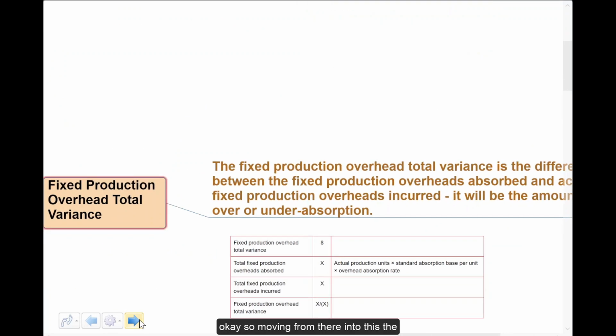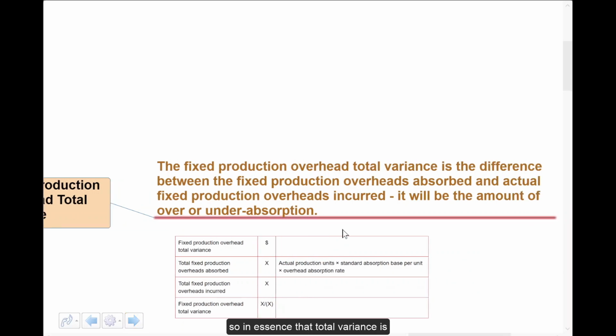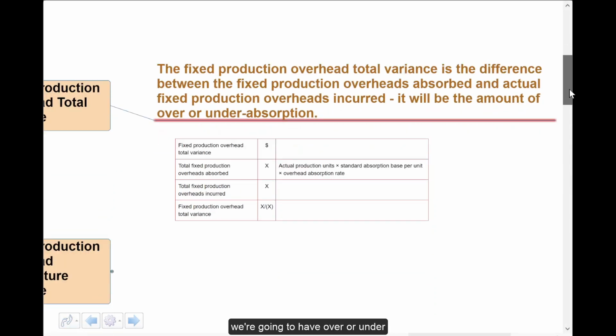Okay, so moving from there into the calculation. Let's talk about the fixed production overhead total variance. In essence, that total variance is simply the difference between fixed production overheads absorbed and actual fixed production overheads incurred. So obviously under an absorption system, we're going to have over or under absorption. In terms of the calculation, you can see the calculation here. Now again, I've said previously in the first three parts that rote learning or memory is important in the first instance.